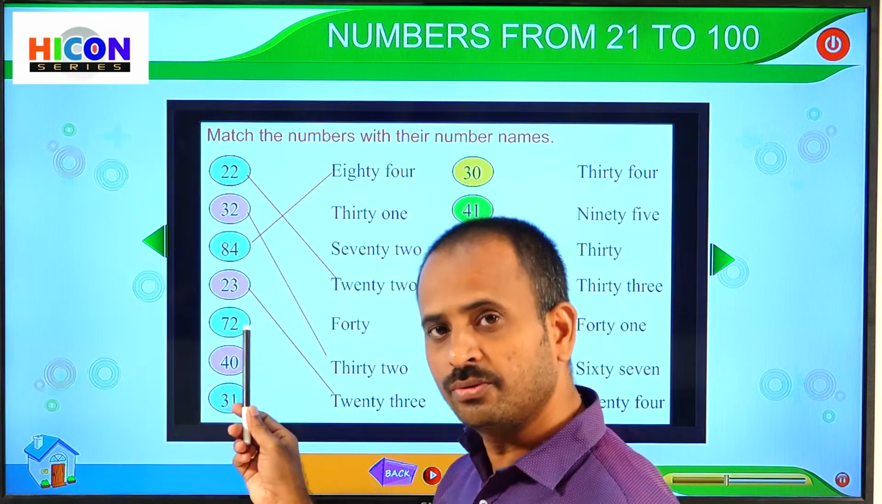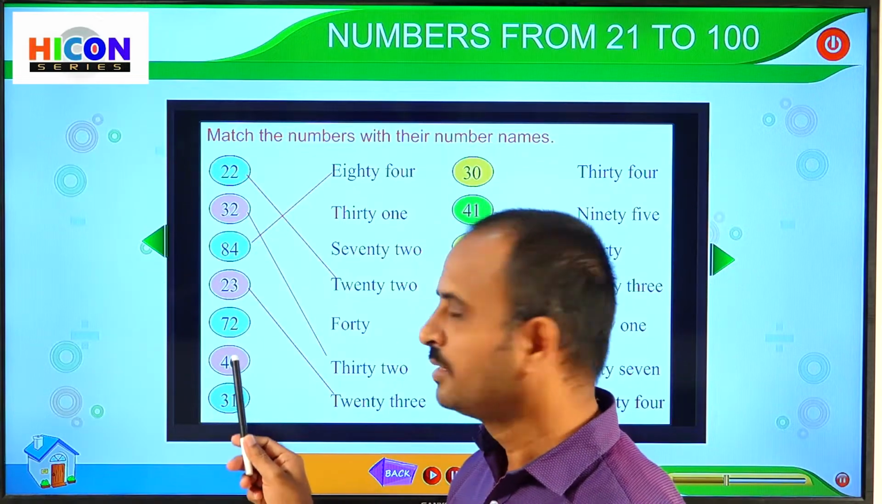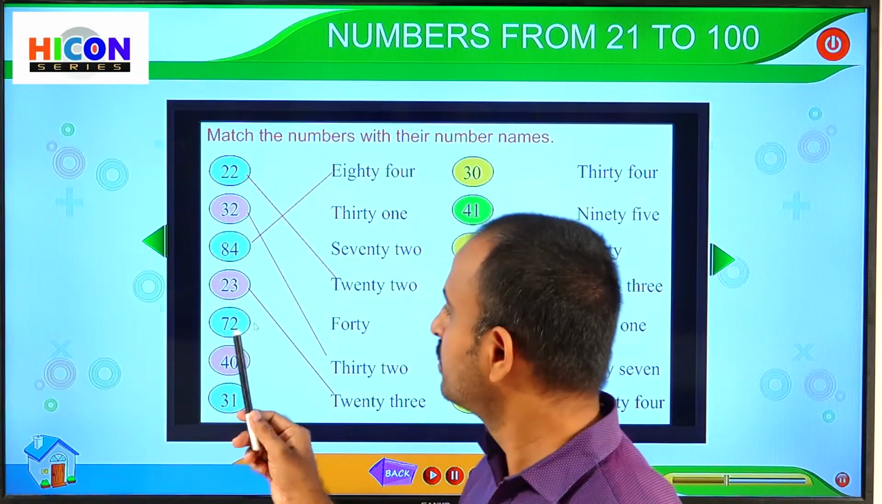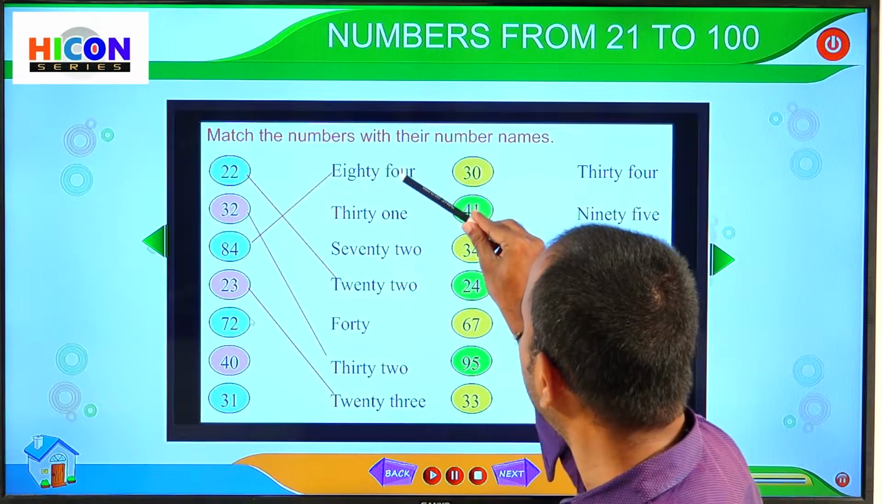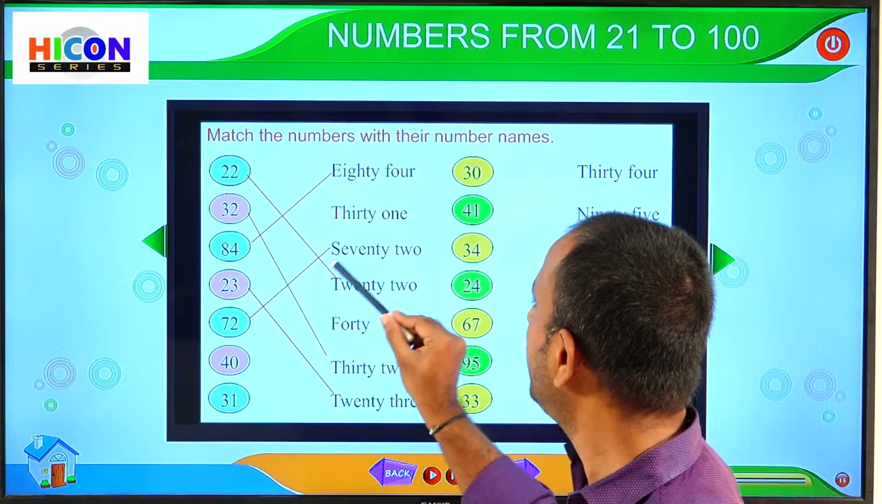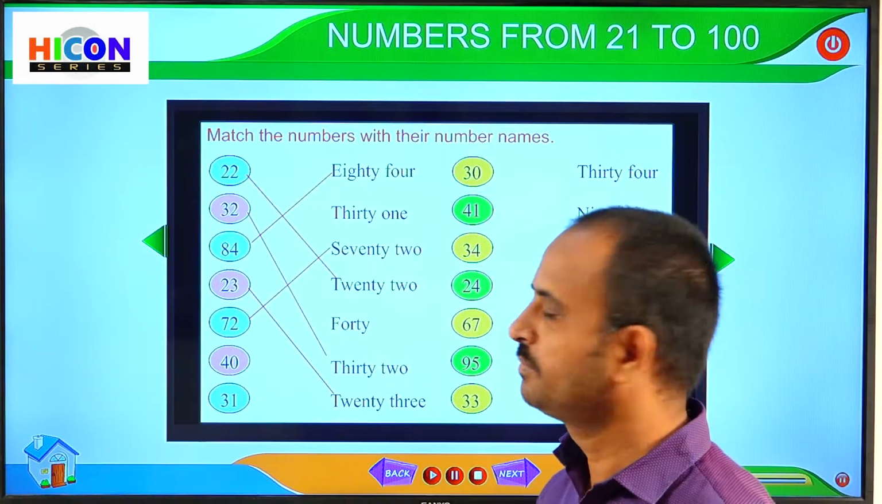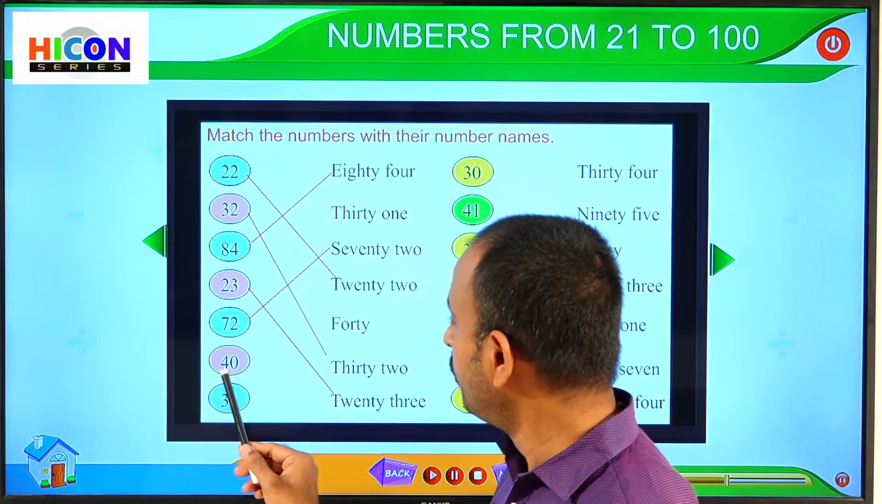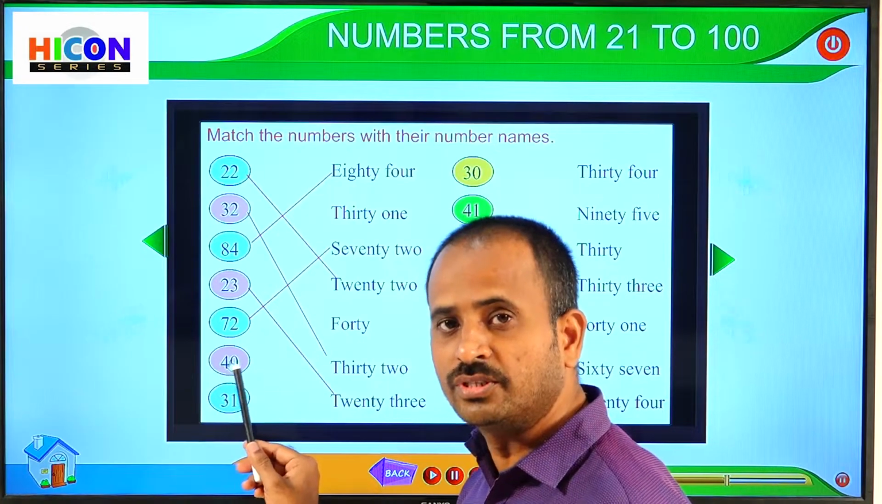There is 72, and 72 can be read as 72. Very good. 72. Where is the 72 here? So see the third one. So this is 72. So match this with the 70. So see the next one. So 40. How can we read this 40?